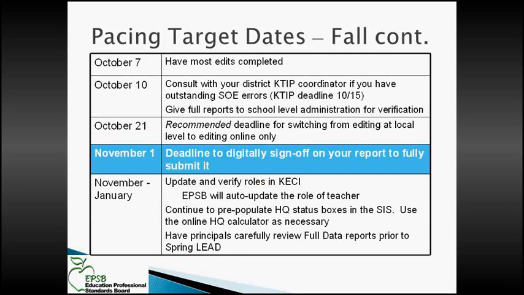We recommend that you try to have as many of your edits, just the basic edits, done by October 7th, as far as correcting populations and content and things like that. By October 10th, if you have any outstanding statement of eligibility errors, please check with your KTIP coordinator. The deadline for KTIP is, as usual, October 15th.